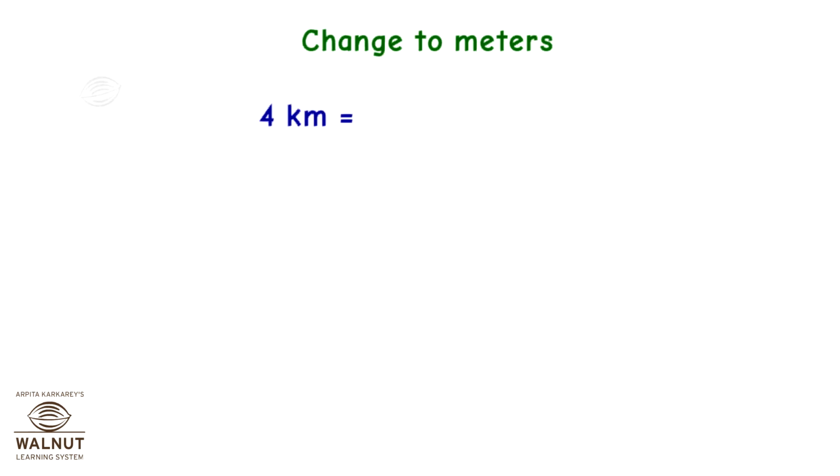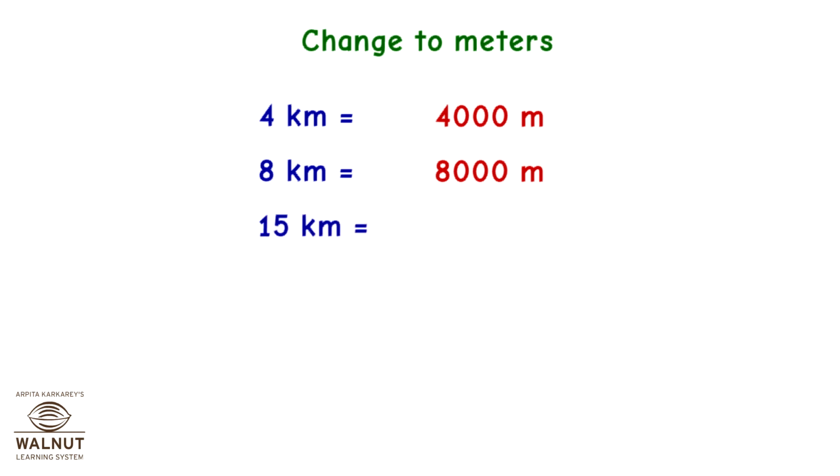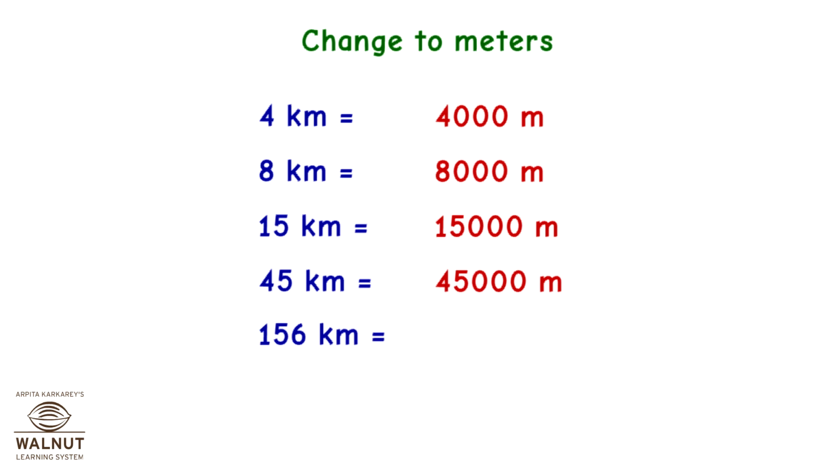Change to meters. 4 km is equal to 4000 m. 8 km is equal to 8000 m. 15 km is equal to 15,000 m. 45 km is equal to 45,000 m. 156 km is equal to 1,56,000 m.